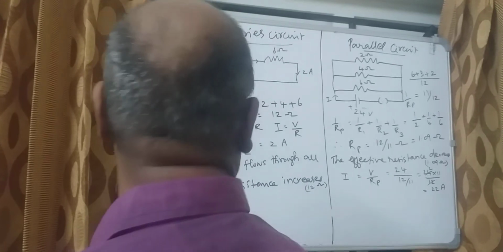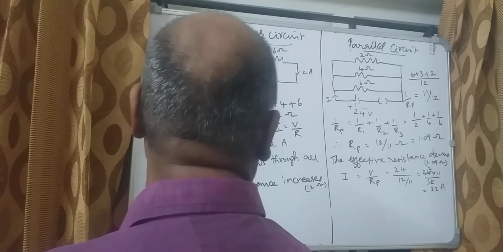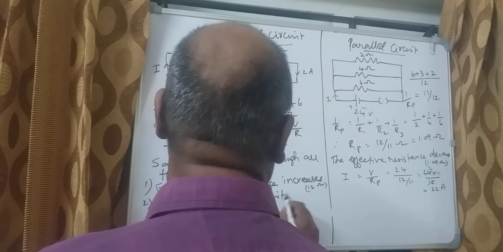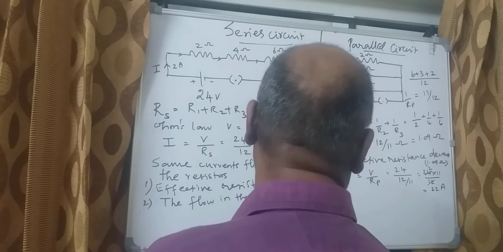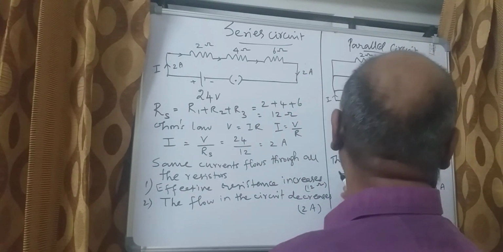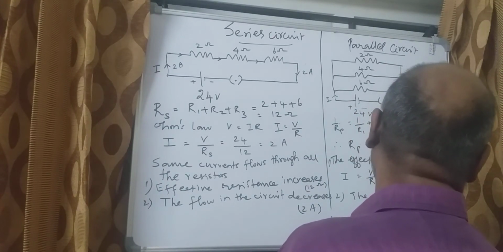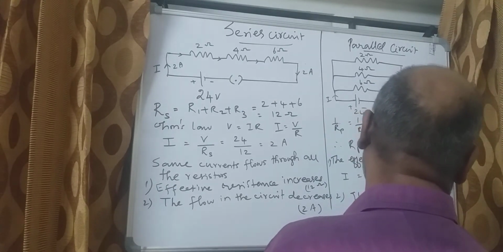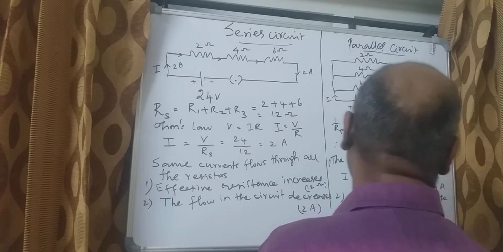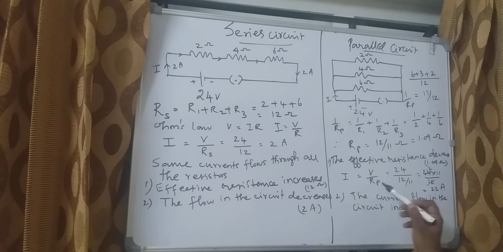The second point here is the current flow in the circuit decreases. Here it is just 2 ampere, whereas here the second point is the current flow in the circuit increases. When the effective resistance decreases, the current flow will increase. That is what is happening in the parallel circuit.